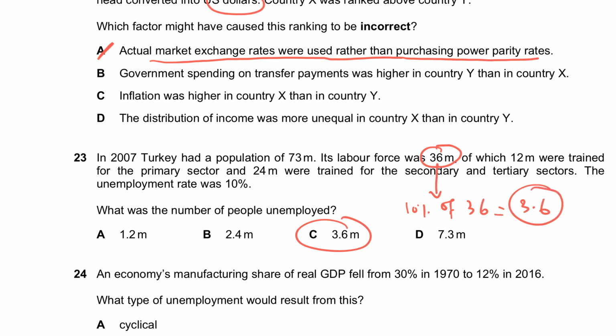Now, they gave you figures for primary sector and secondary sector. It doesn't really matter as long as we know the labor force is 36 million, and this 36 million are people who are willing and able to work, of which only 10% are unemployed, which means 3.6 million people will be unemployed. So that's why for 23, C is the right answer.